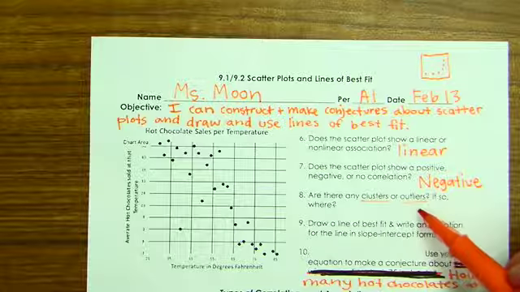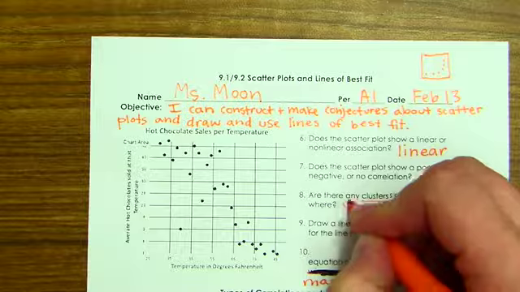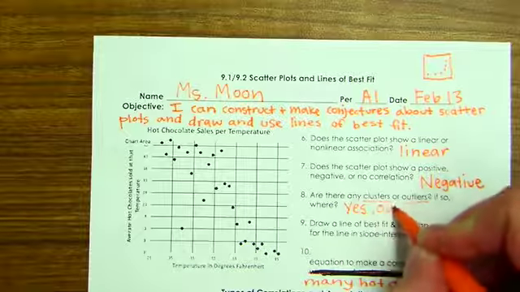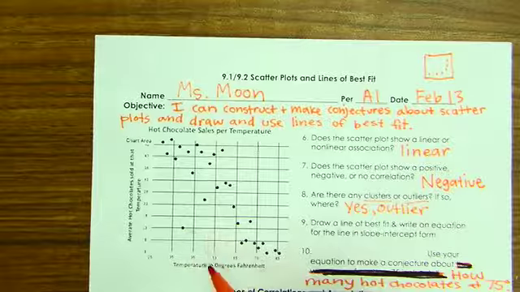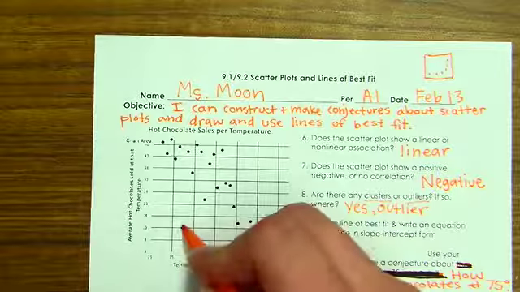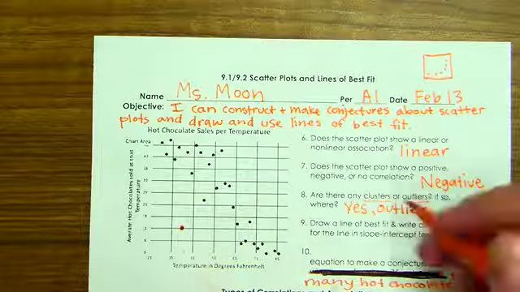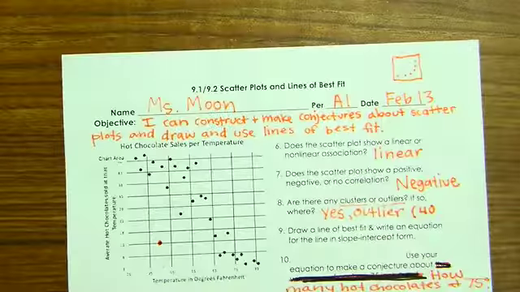Are there any points that are outside of the general trends? Yes, we have an outlier. And it asks where. This point over here is outside of the trend of the rest of the points. It is at about 40 degrees, so we will label x as 40 degrees.